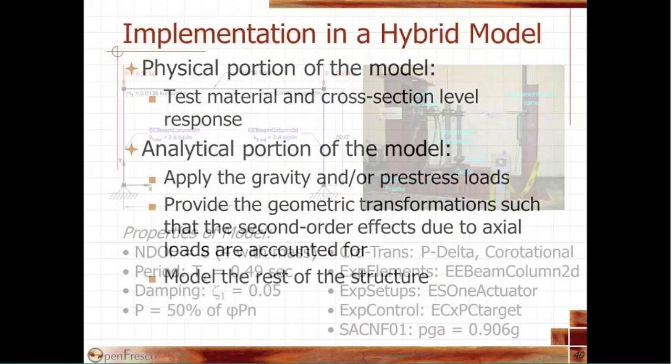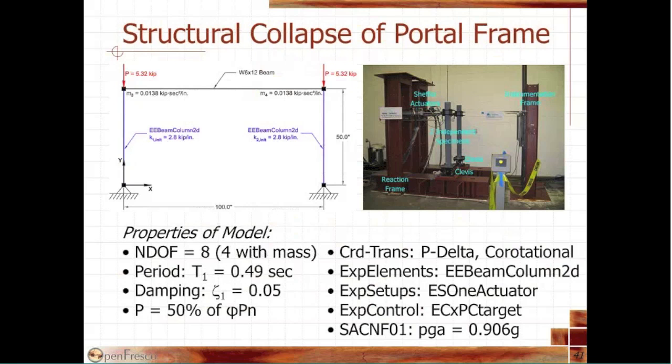So this example that I'm going to show you is a portal frame. We're going to do structural collapse of a portal frame. You can see the portal frame model, it has 8 degrees of freedom, and it's pinned at the bottom here. 4 of these degrees of freedom have mass on them, the other 4 don't. The fundamental period, the first mode period of the structure, is close to half a second. We will put some damping on there, 5%, and we put gravity loads on node 3 and node 4 at the top that correspond to 50% of the capacity of the 2 columns.